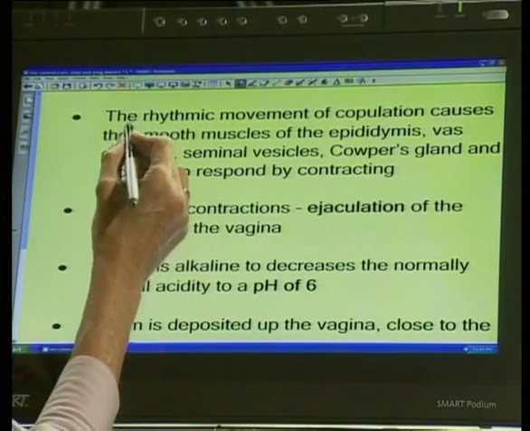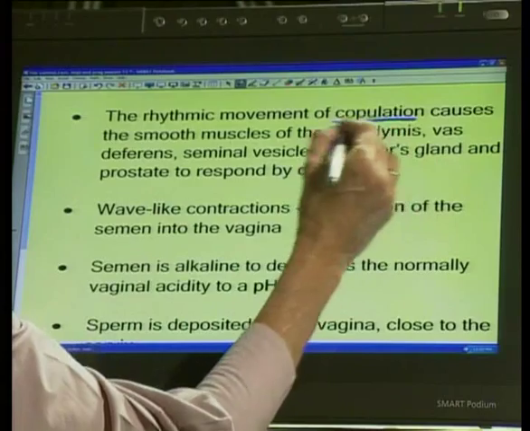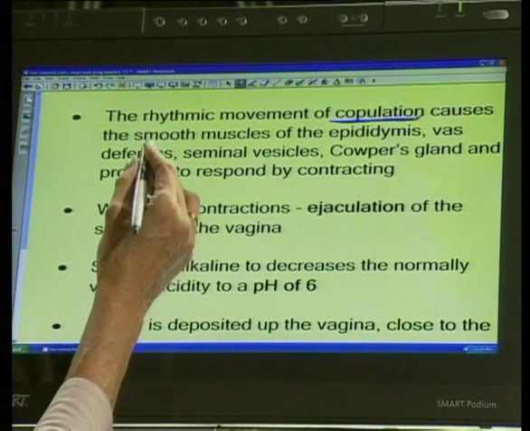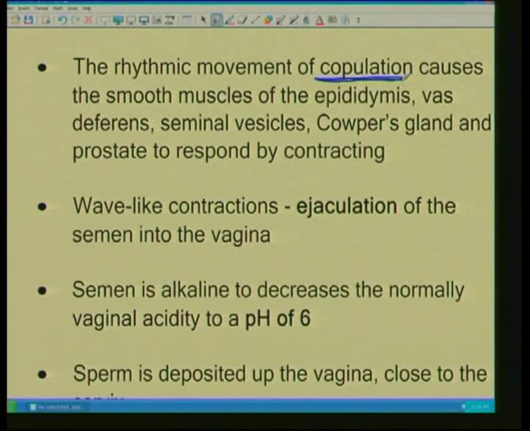from the bladder. Now, the rhythmic movement of copulation, all right, there's a movement, and that rhythmic movement causes the smooth muscles of the epididymis. Remember, that's where the spermies are stored. And the vas deferens is the part that they're going to swim up. And the seminal vesicles, because they release a seminal fluid. The Cowper's gland and the prostate. All three of those structures release fluid which makes up the semen.